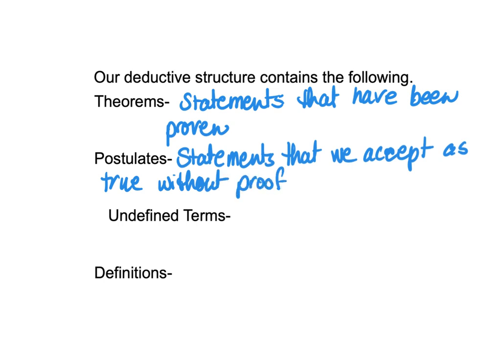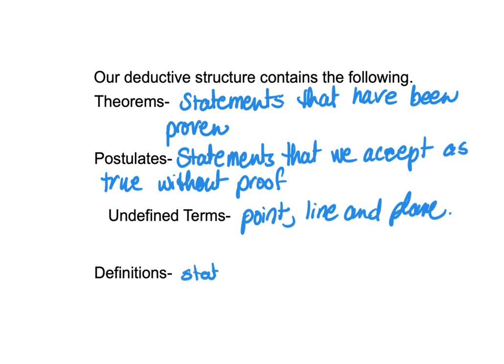Undefined terms, and there are three undefined terms in geometry: point, line, and plane. And those are the building blocks of geometry. All the different geometric figures we talk about consist of putting points, lines, and planes together. And definitions. Definitions can be stated in if-then form, and they define an object or term.